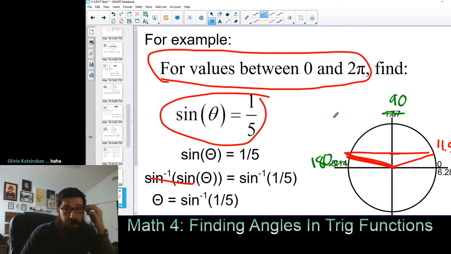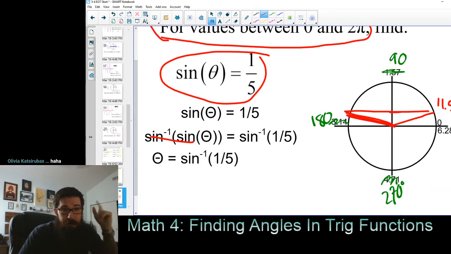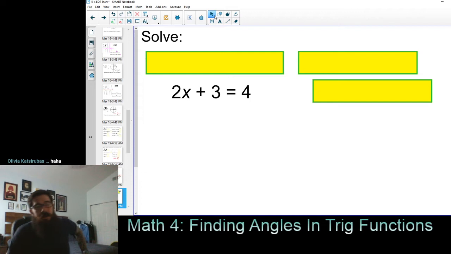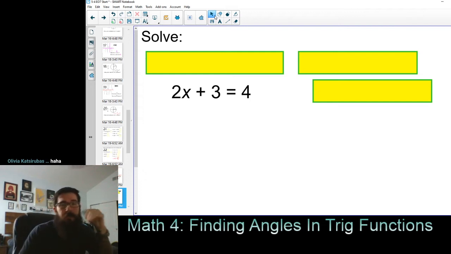That is going to be a huge thing. Fake answers on the quiz, which I took, are going to require you to know that a lot of these have more than one answer. Be very careful with that. Okay, let's get to the actual algebra for that.